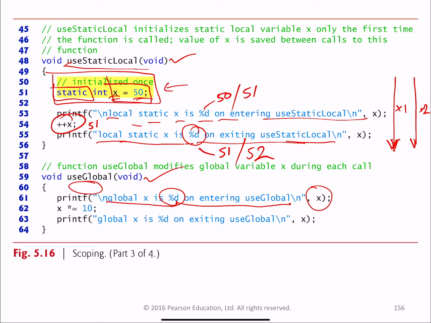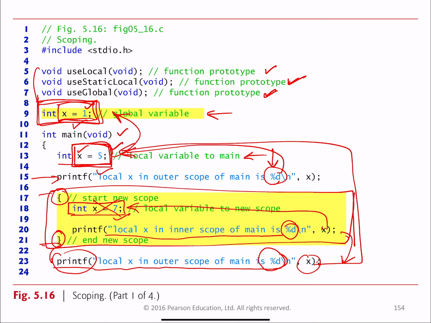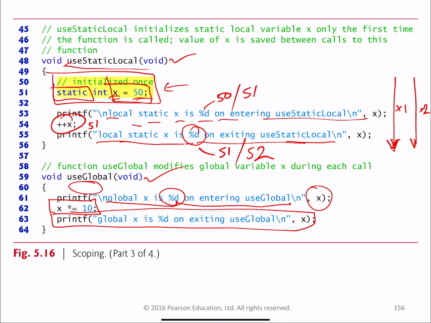If it's not local, we must be talking about a global variable. We multiply x by 10 and then print out the new value of x. X was initialized to 1, so this should still be 1, and global x is still 1.